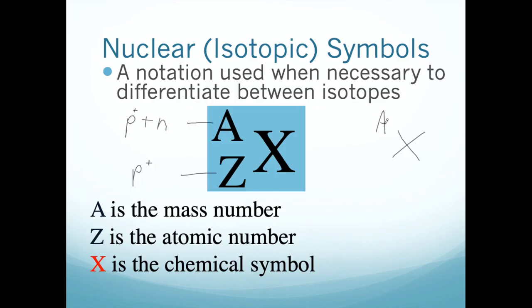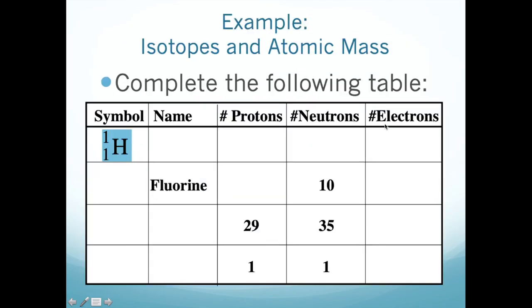But it doesn't tell you about an individual atom, which is what you need to figure out. So let's try a practice problem where we can take this information about an element and figure out its number of subatomic particles, or vice versa.